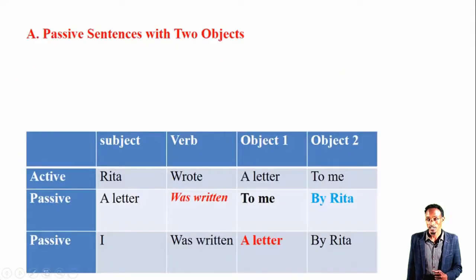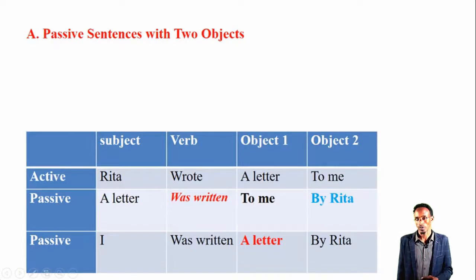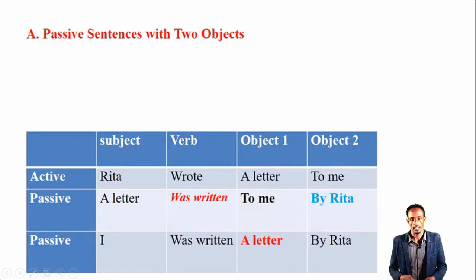So, passive sentences with two objects. Passive ku hadda balla marbu noqdaa laba object. Tusaale, active-ka ahaa, Rita wrote a letter to me. A letter was written to me by Rita. Or we can say that I was written a letter by Rita.